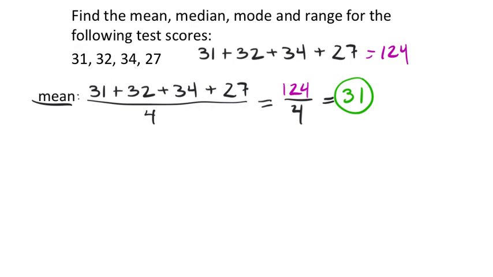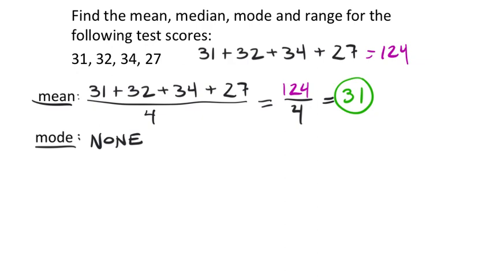So if that is the mean, let's go ahead and find the mode. The mode is the one that occurs the most. Now these four numbers all appear differently. They're all four different numbers, and they only appear once. So for this one, I'm just going to say there is no mode. There is none. DNE.